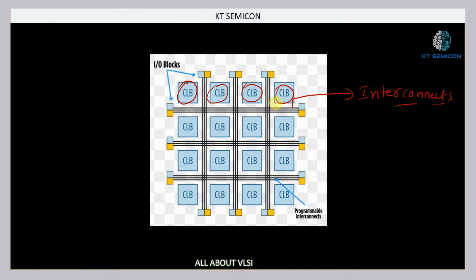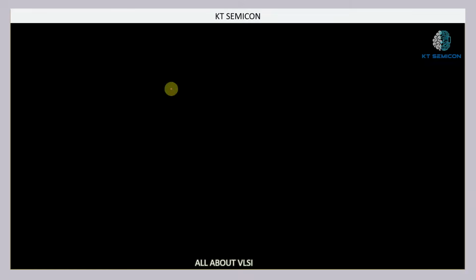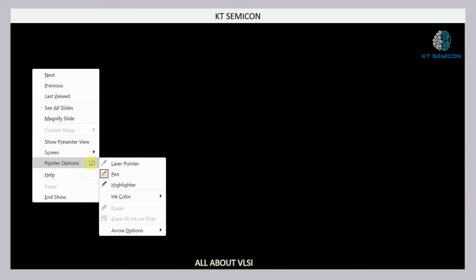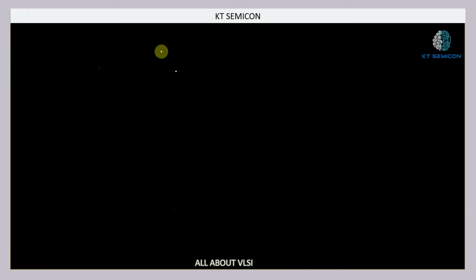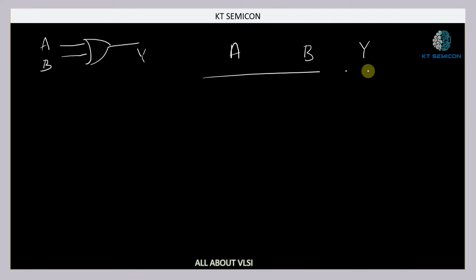Now, before going to what is actually present inside these CLBs, we need to understand a little concept. Again I'm going to take a simple example. Let's say I have an OR gate, with inputs A and B and output Y. The input combinations are 0 0, 0 1, 1 0, and 1 1.